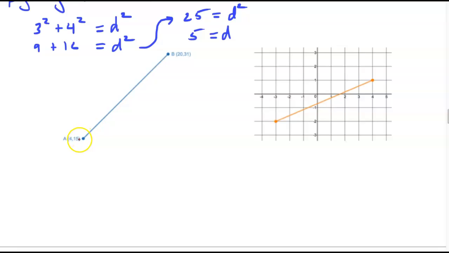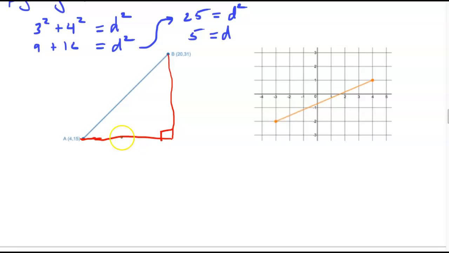Okay, so now we don't have grid squares to count. We're only given coordinates. We're only given ordered pairs. And so now we have to find a way to make this work in our Pythagorean theorem. Well, we can still form a right triangle. So that would still be a right triangle. We just need to figure out these pieces right here.